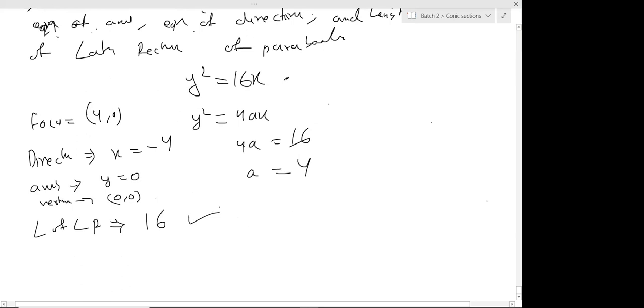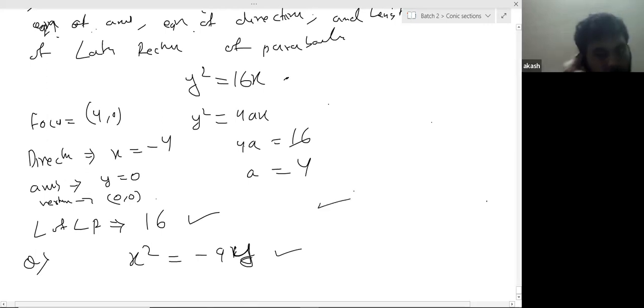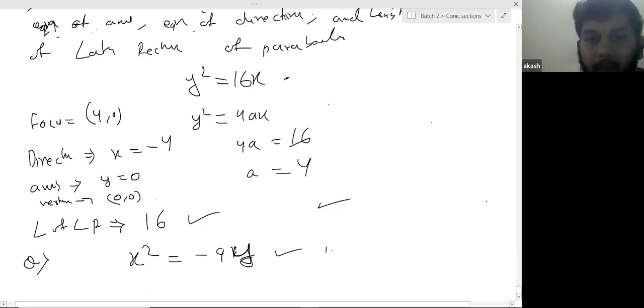Okay, another question. If you have x square equals minus 9y, all right, tell me all the above quantities in this. Mazia, is this question clear? Yes, sir. Okay, try to solve this. All right, x square equals minus 9y.